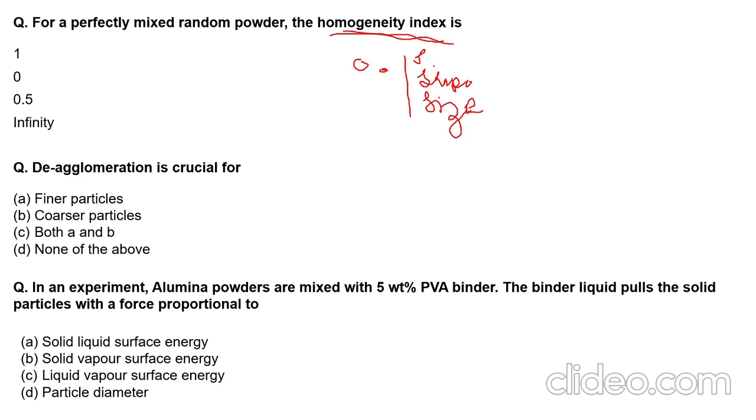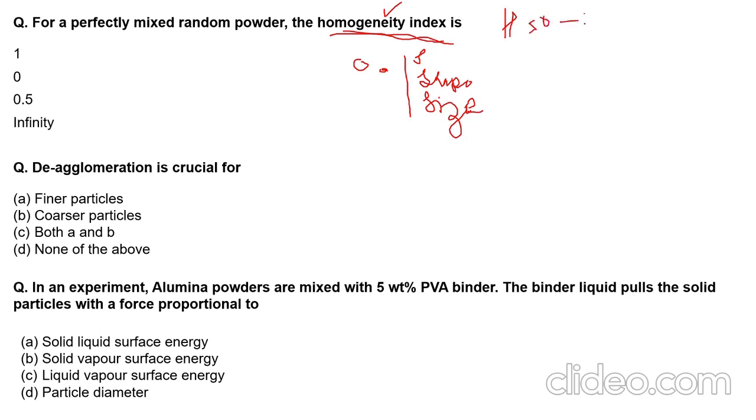Similarly, based on size, they will be segregated. So in order to prevent the segregation in the powder, because we want a homogeneous mixture before we go for processing or formation of the powder compacts, we need to homogenize the mixture. For that, we have an index that determines our homogeneity.